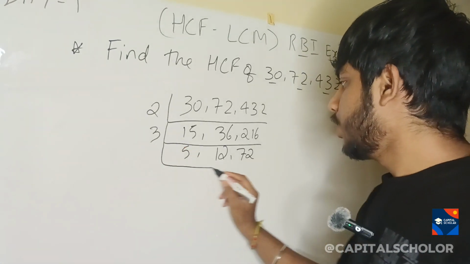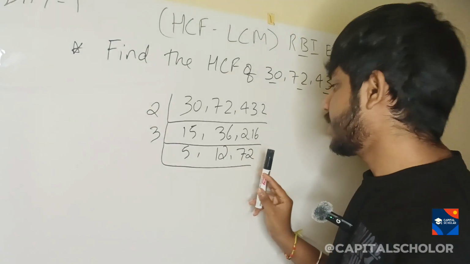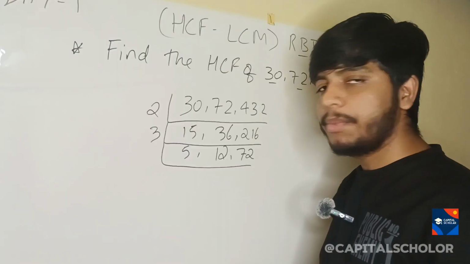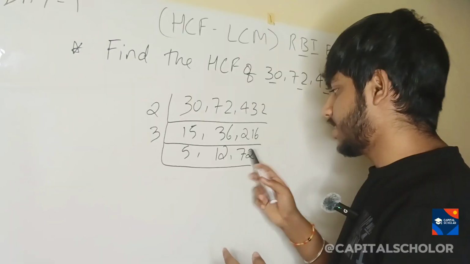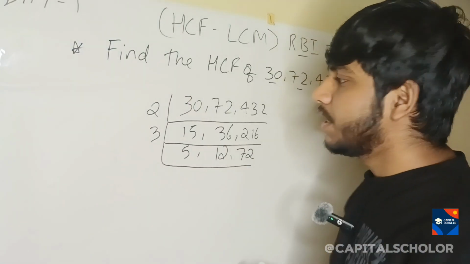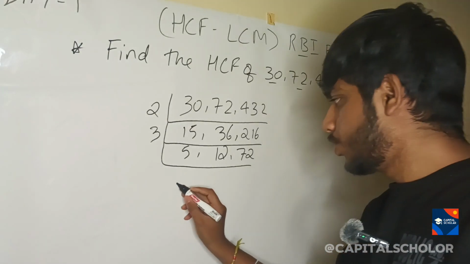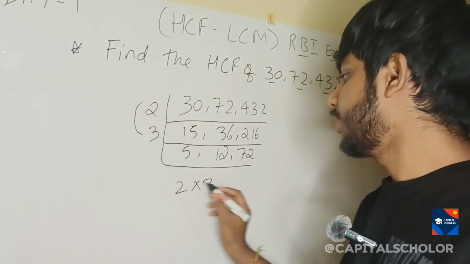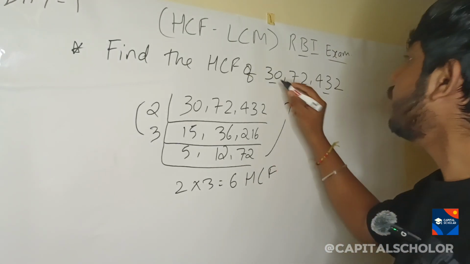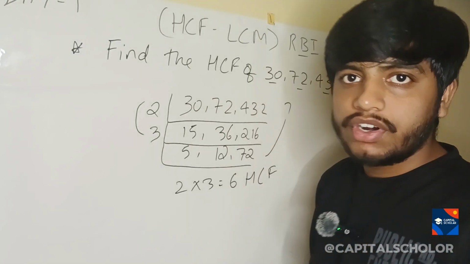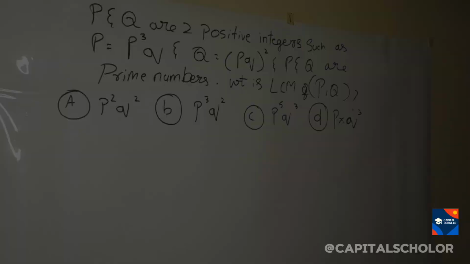That gives 5, 12 and 72. Now let us stop here. These three numbers, 5, 12 and 72, cannot be divided by any number apart from 1. So we will stop here, and the HCF of 30, 72 and 432 is 2 into 3, known as 6. 6 is the HCF of 30, 72 and 432. So I hope you understand. Now let's move on to the next question.